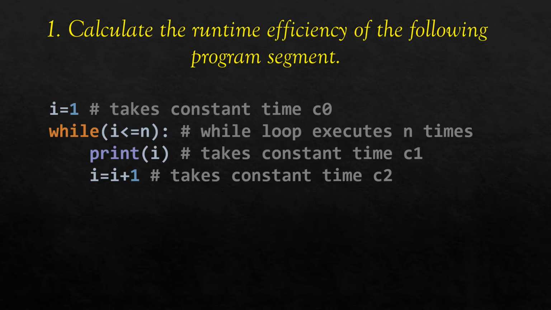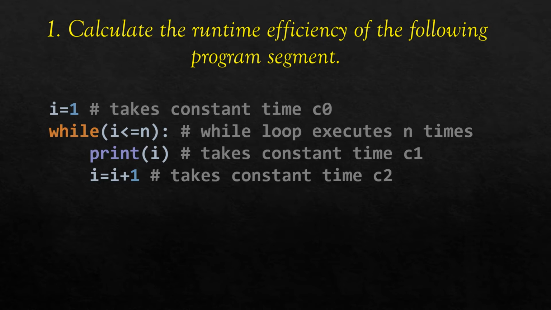You can see the program is like this: i is equal to 1, while i is less than or equal to n, print i, and i gets incremented by 1 every time. The first step takes constant time, let's say C0, that the assignment is done in C0 time. The while loop will execute n number of times. Why? Because every time i gets incremented by 1 and it will execute until it reaches n.